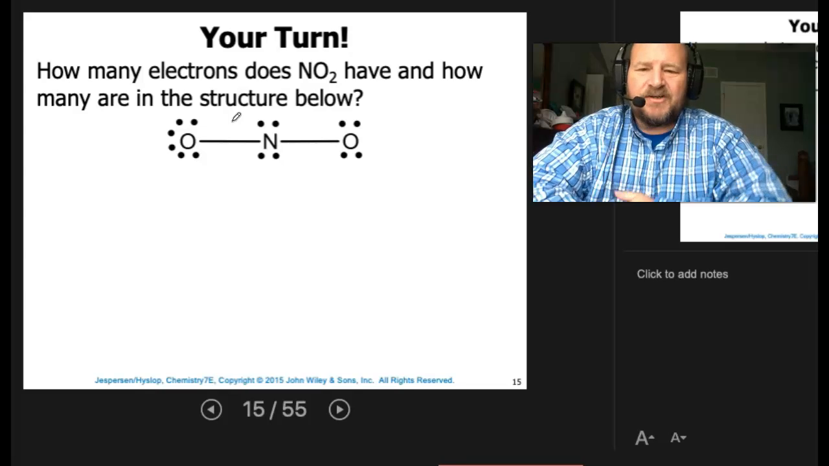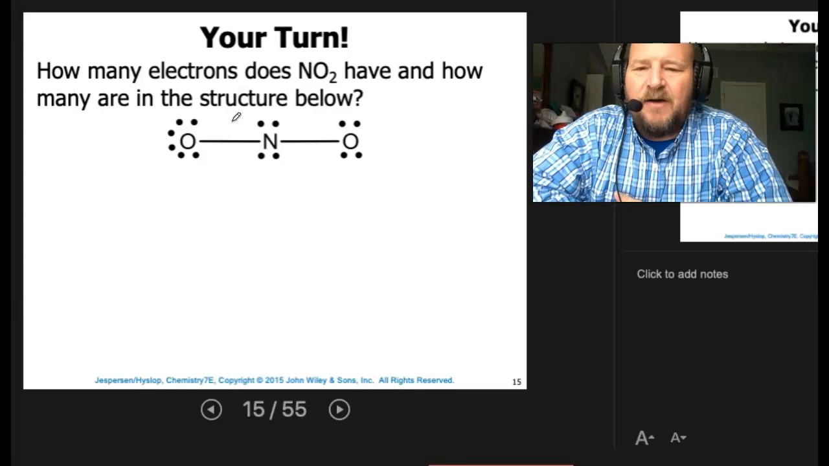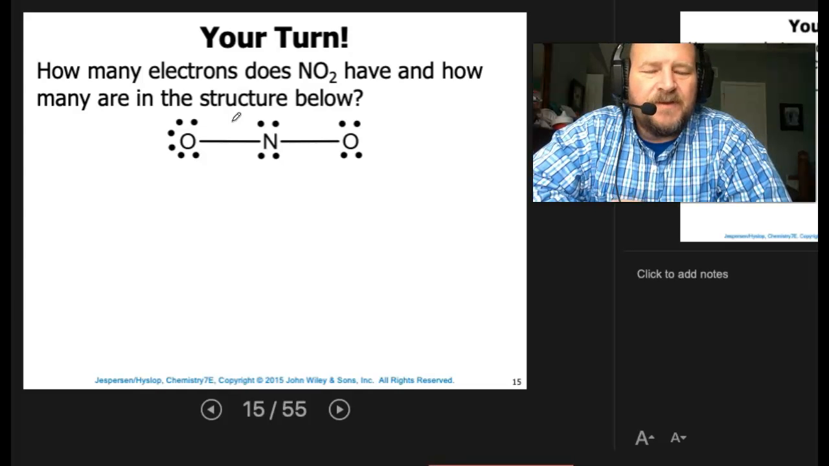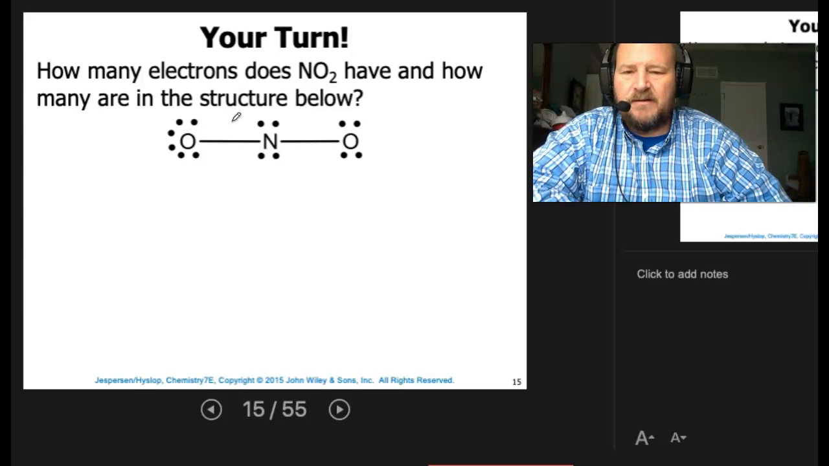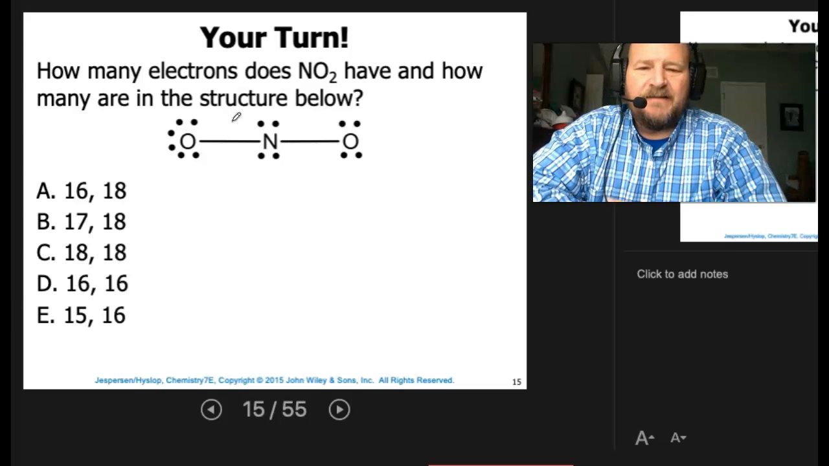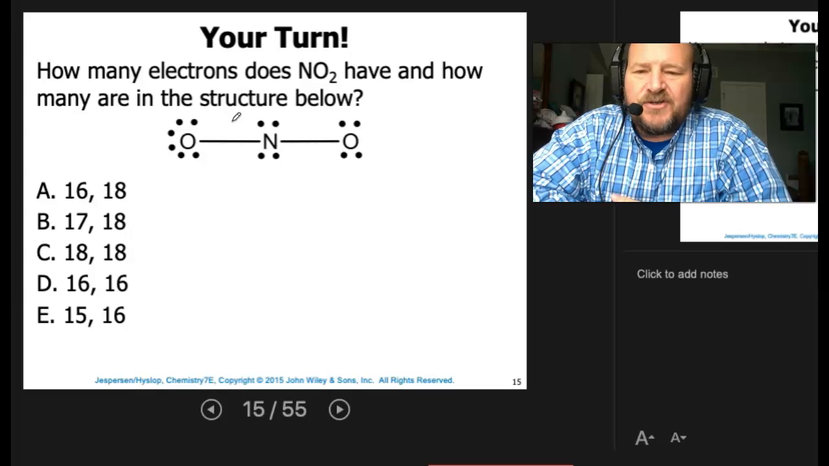Now, how many electrons does NO2 have, and how many are in the structure below?